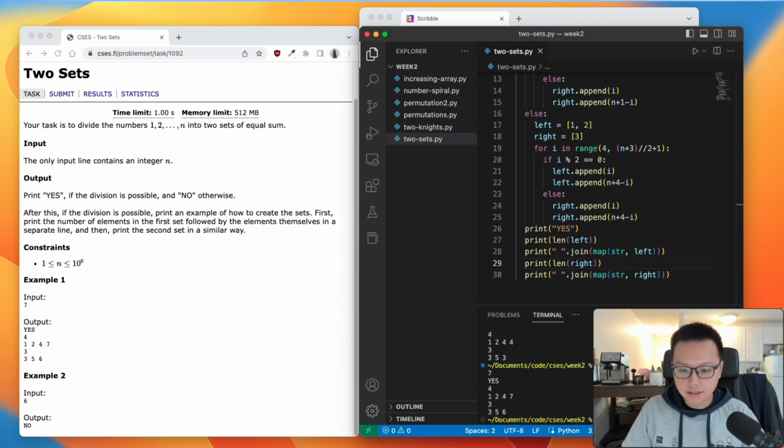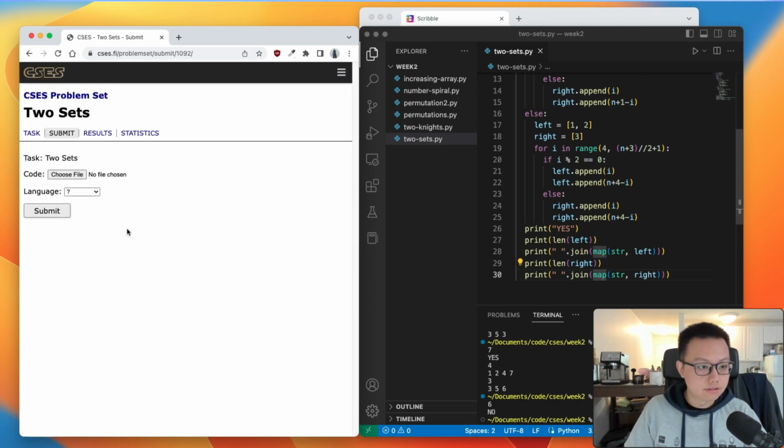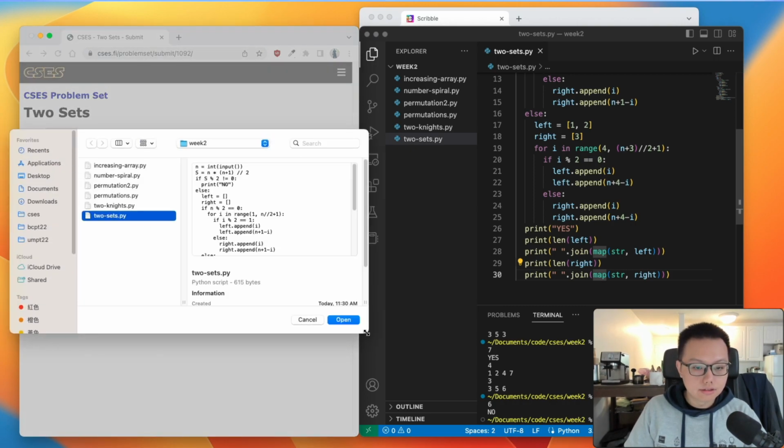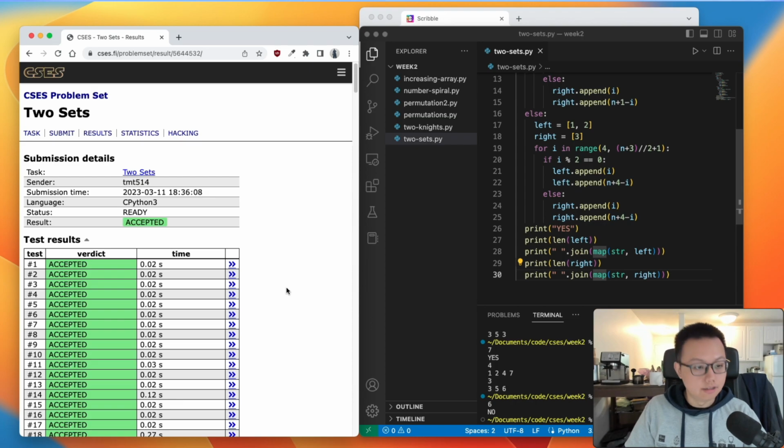Let's try this again. Now we have the right number. Okay, if n is 6, then we should output no. Okay, that should be the case. And let's try to submit it. Aha, it got accepted.